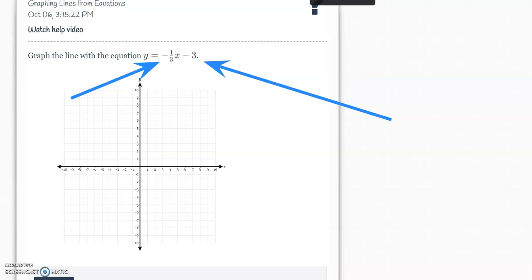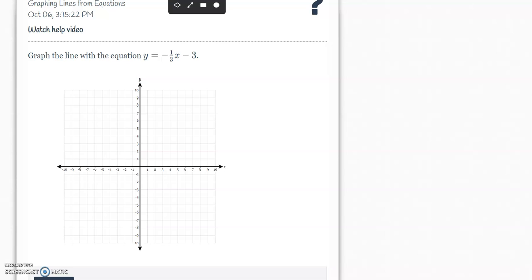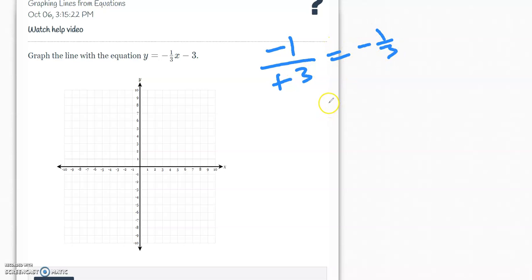-1/3. I really recommend reading that -1/3 as a down 1 over 3. This is the equivalent of a fraction that's -1/3. But in high school math, we tend to put the negative in the numerator more than anything else. It makes more sense. All right, let's see if I can do this.